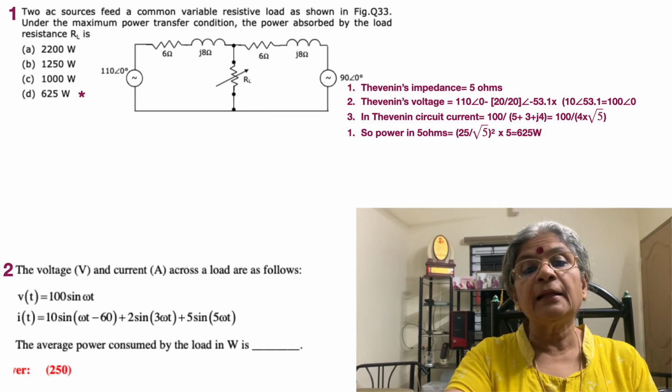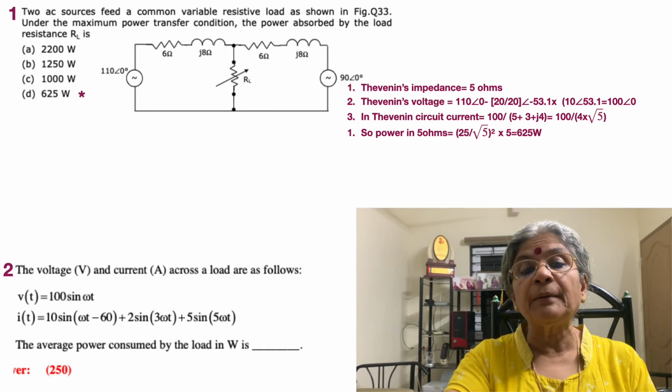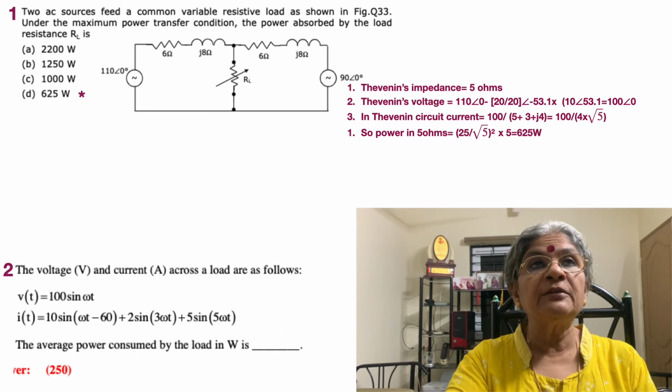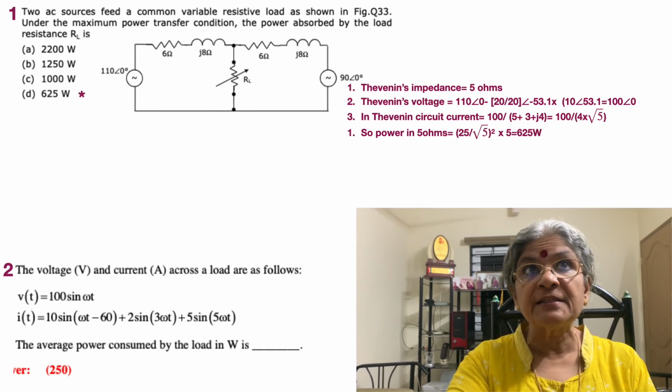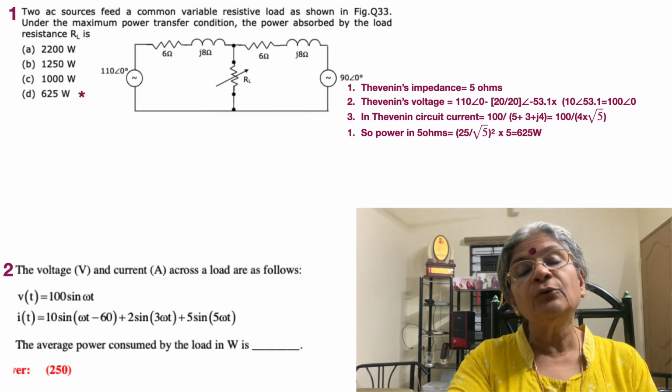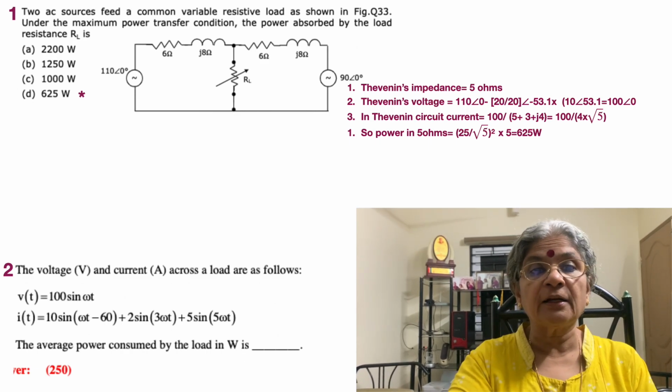And this current, when you square it and multiply it by 5, which is the equivalent resistance RL, then you see that the power is going to be equal to 625.